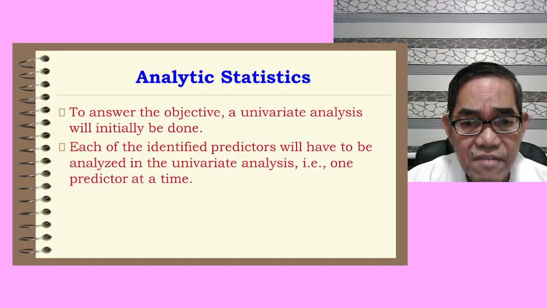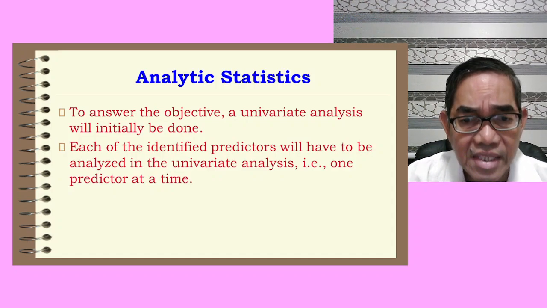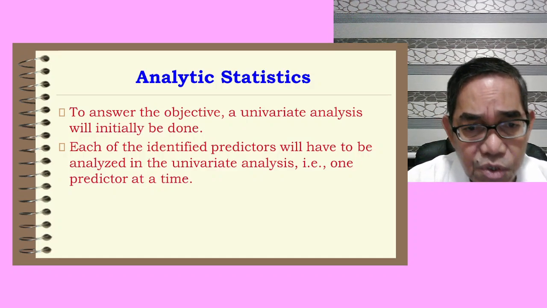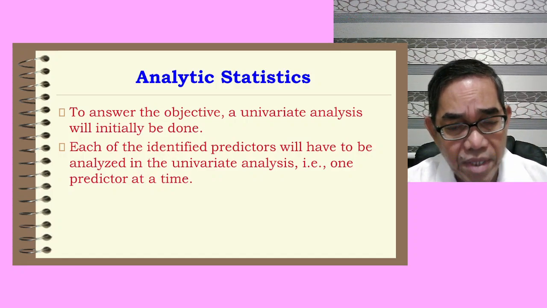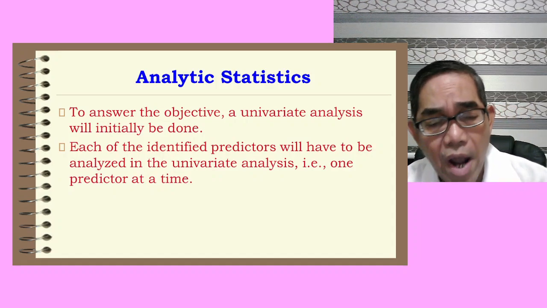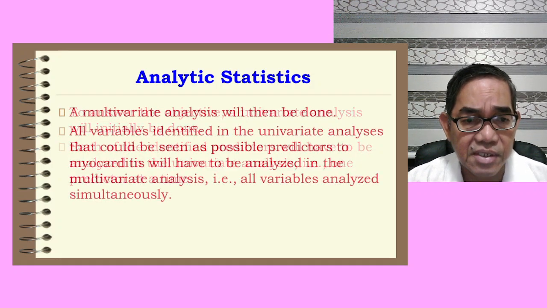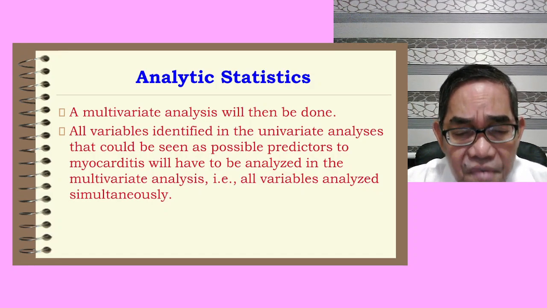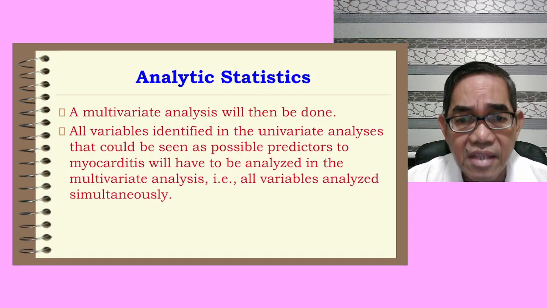Each of the identified predictors will need to be analyzed one at a time, one predictor at a time in the univariate, and that is univariate analysis, looking into BMI and myocarditis one at a time, and then sex with myocarditis, age group with myocarditis, one at a time, one predictor at a time. That is univariate analysis.